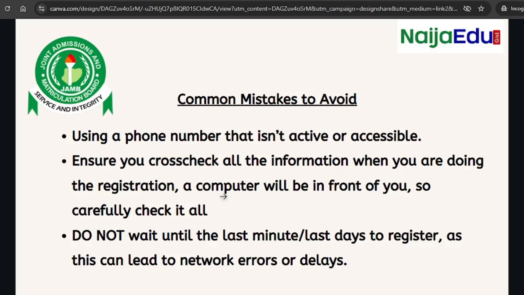Ensure you create the email address and it is active on your phone before you proceed to go and register for JAMB. Then ensure you cross-check all the information as you are doing the registration. There will actually be a computer in front of you, so carefully check all the information very well before they submit. Then I will advise that you should not wait until the last day or last minute to register, because there can actually be network error or network delay on the closing date.